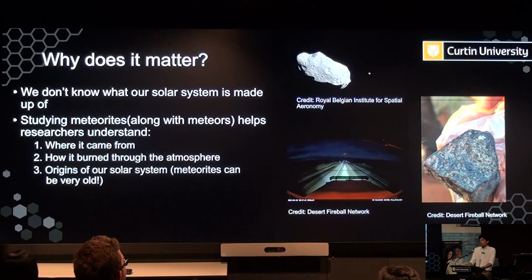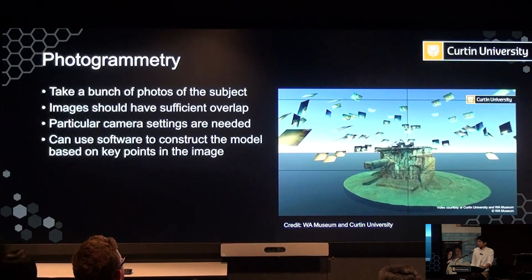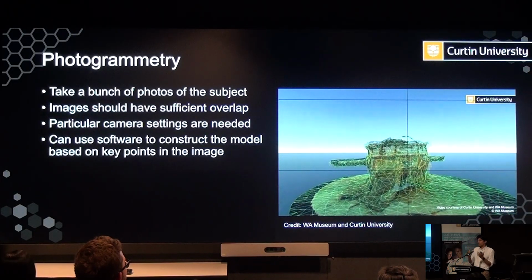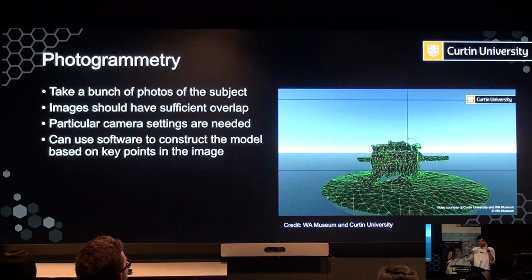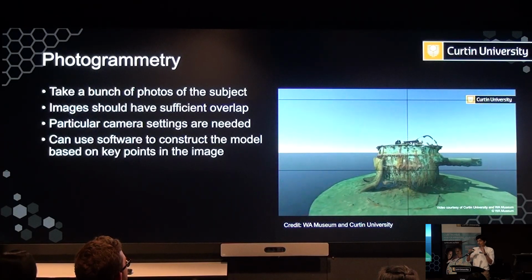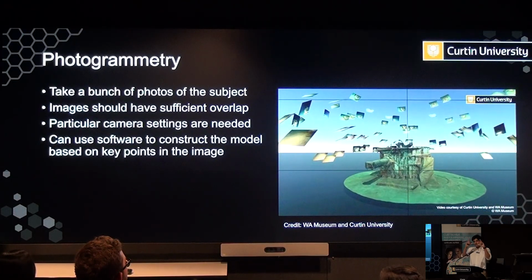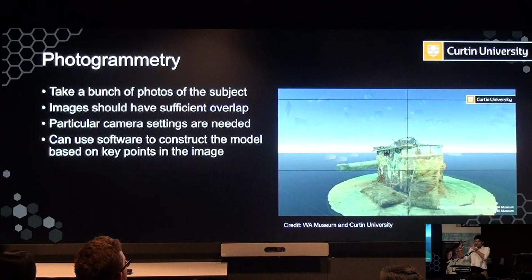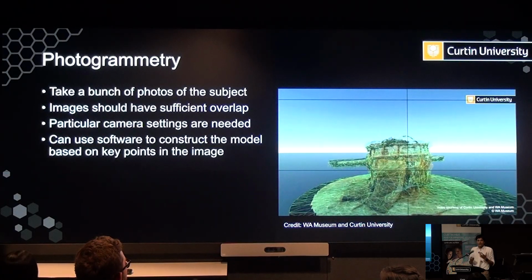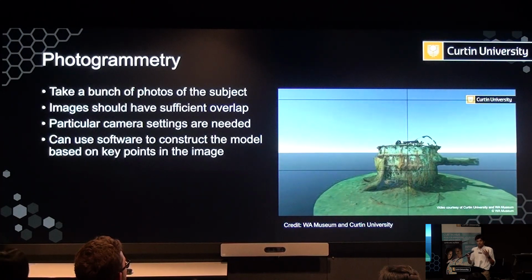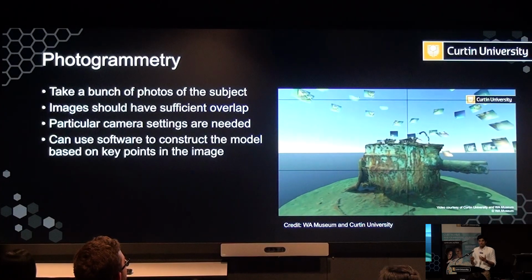So researchers want to be able to 3D scan these meteorites, and a common way of doing this is with photogrammetry. But what is photogrammetry? Essentially, the idea is we take a bunch of photos of the subject with the camera. You need to have a significant overlap of the subject in the photos, and you need particular camera settings in order to do this. But the idea is, if we take a bunch of photos of the subject at small degree increments, and provided that they have enough overlap and that there's enough coverage, we can use particular photogrammetry software in order to reconstruct the model based on those images.